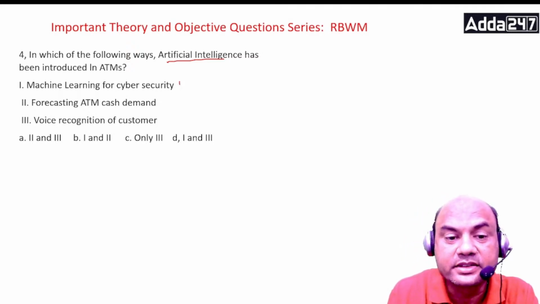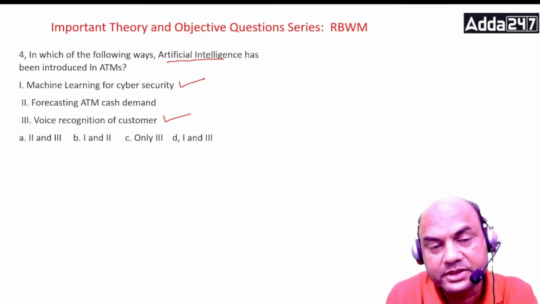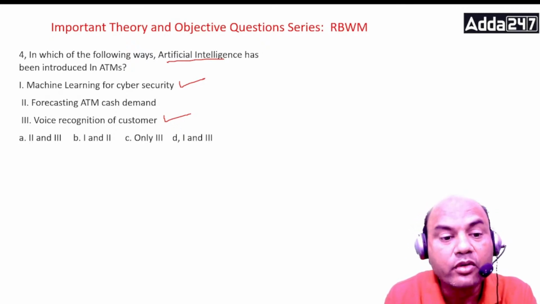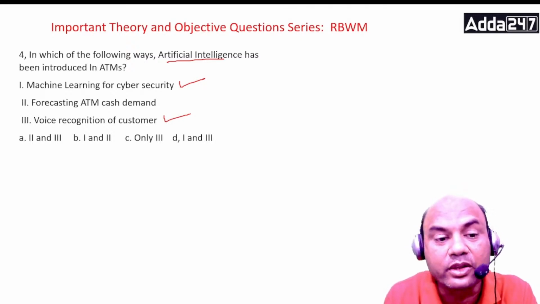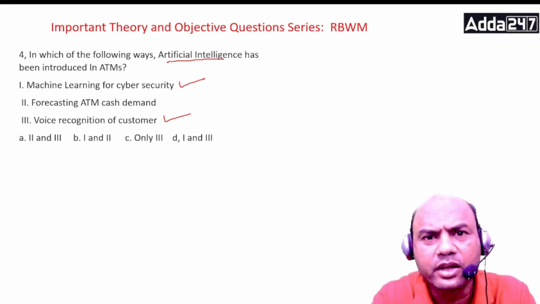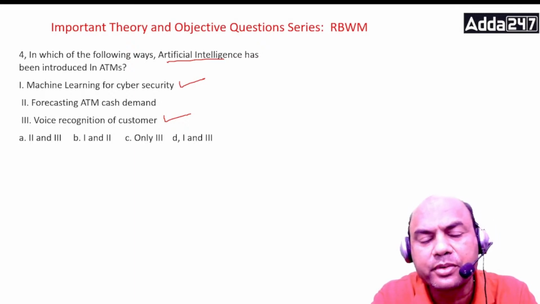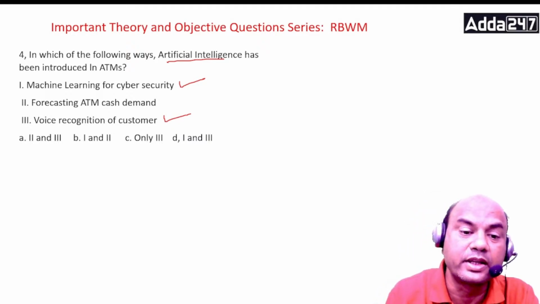So the answer is this and this. Machine learning for cyber security, that you can do. Voice recognition of the customer means you can recognize the voice, but you cannot predict the cash. How do you predict the cash? You will never come to know which customer will come to you for cash. So the answer is 1 and 3.